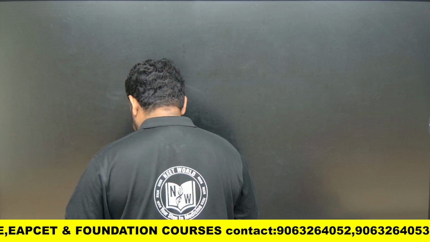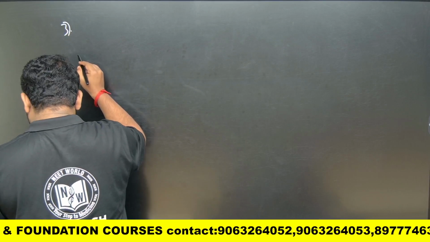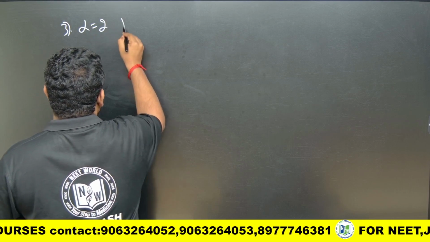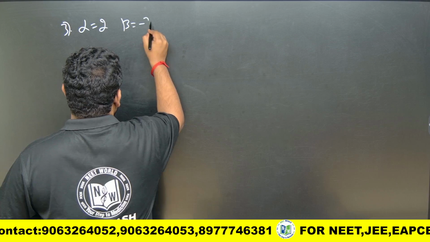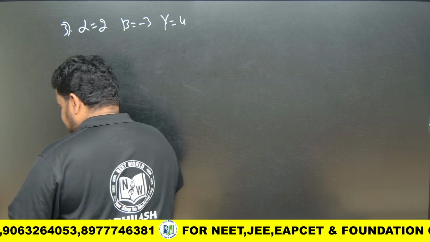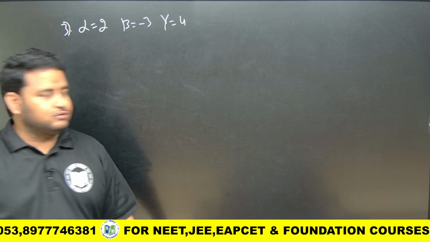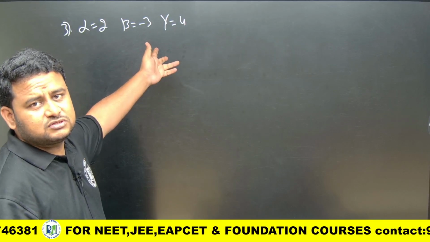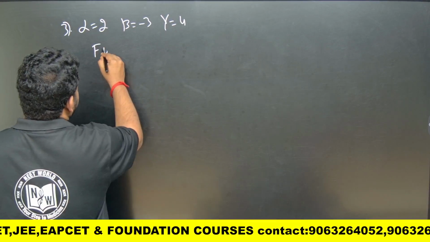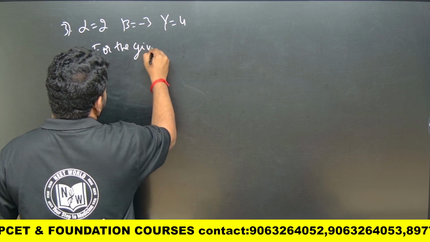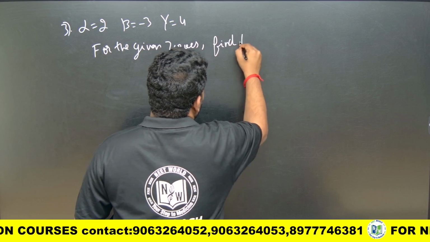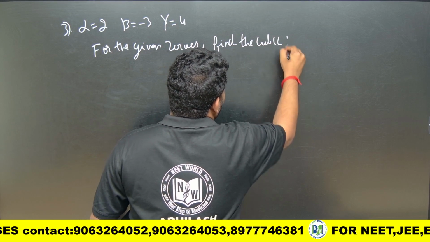For the third question, what they have given is alpha is equal to 2, beta is equal to minus 3, and gamma is equal to 4. So here in this question, they have given the zeros. For the given zeros, find the cubic polynomial.